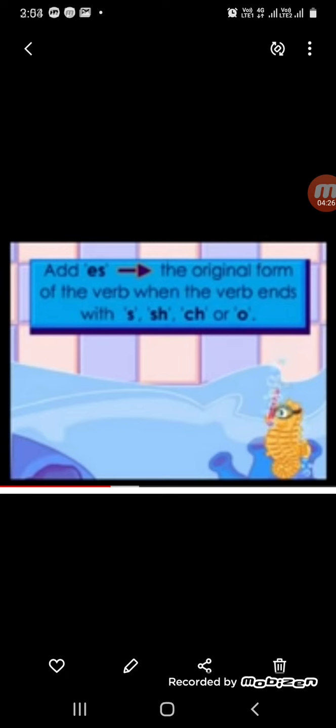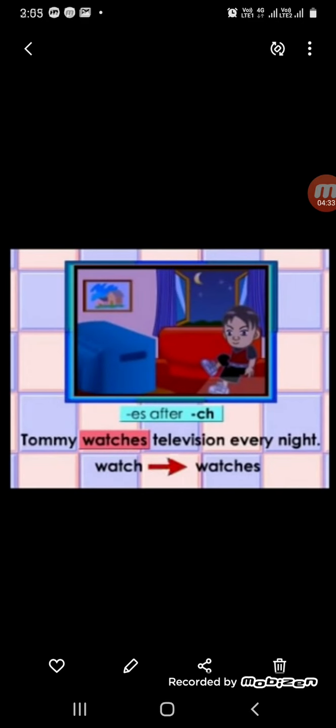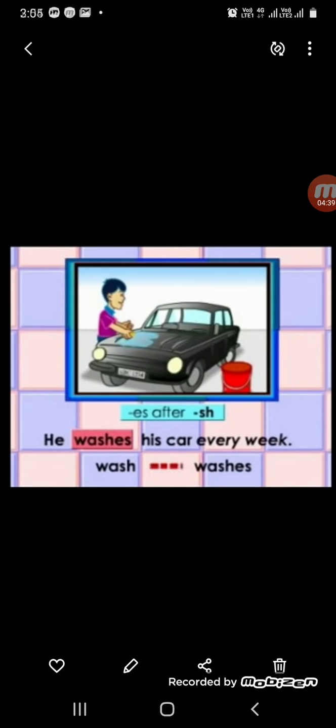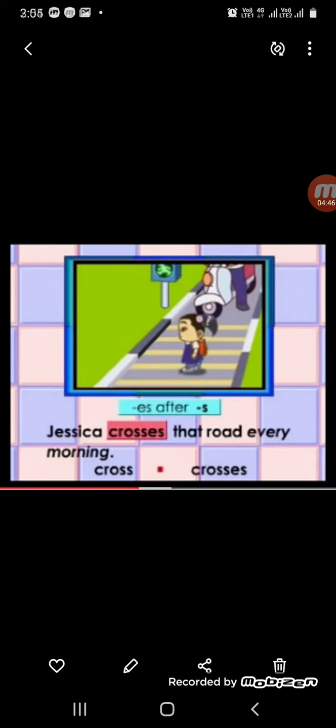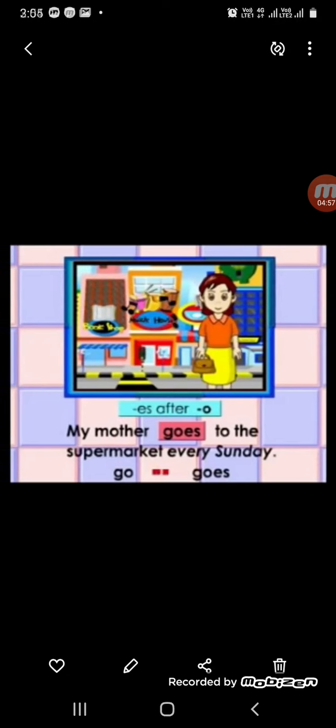Add es to the original form of the verb when the verb ends with s, sh, ch or o. Like watch will change into watches. Tommy watches. Again, it's a simple present tense. He washes, a word ending with sh. Again, you will add es: washes. It is simple present tense. Jessica crosses that road every day. Again, the word is ending with double s. So we are adding es. So crosses is the simple present tense.